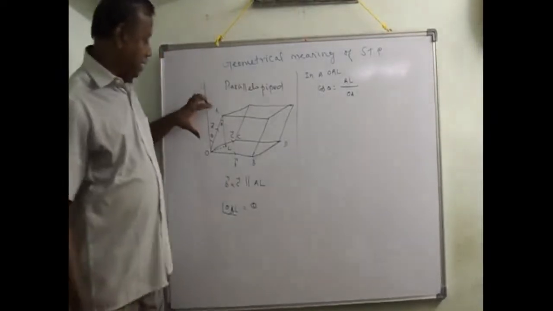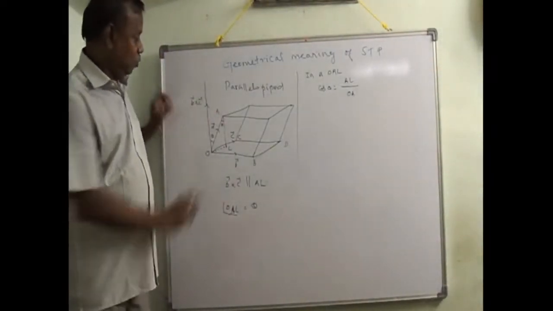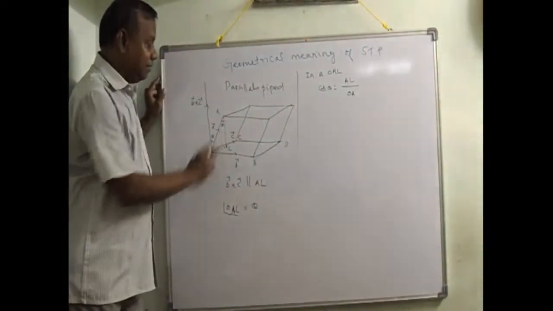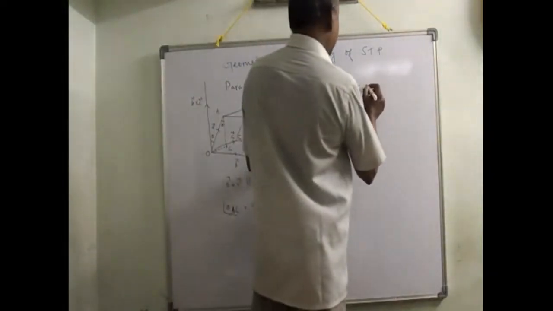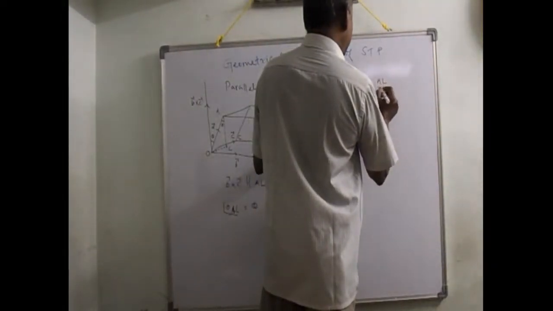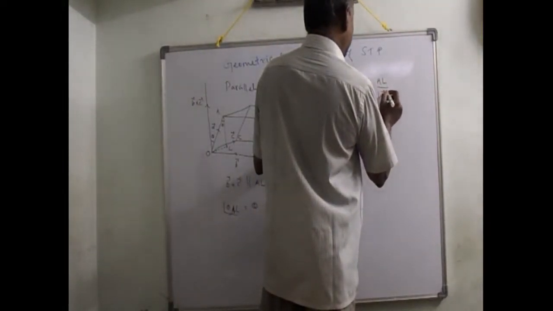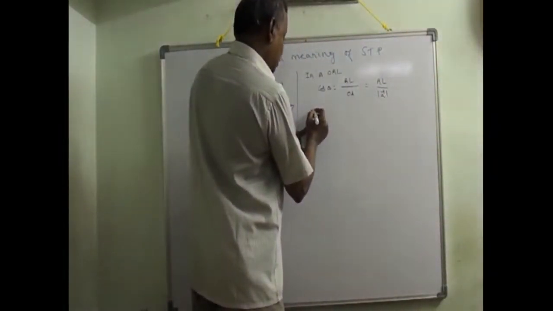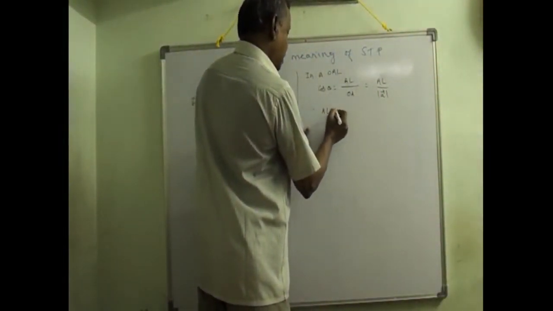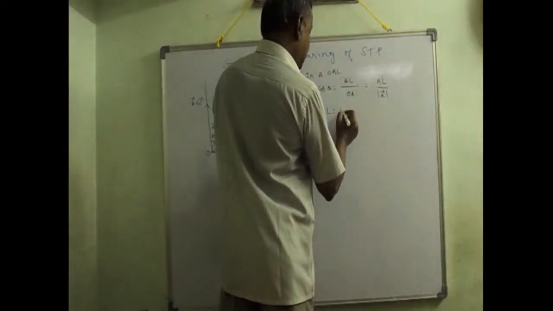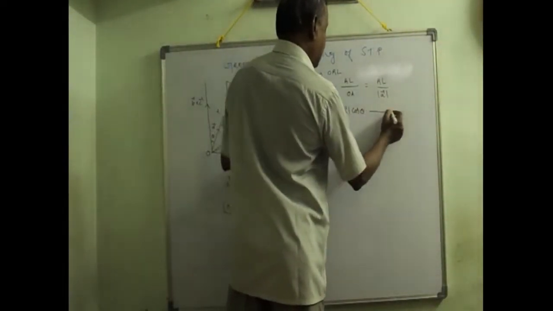But OA is the modulus of the A vector. OA is the length of the A vector. This is the modulus of A vector, which is equal to AL by modulus of A vector. Therefore, AL is a quantity which is equal to modulus of A vector into cos theta. Say this is 1.